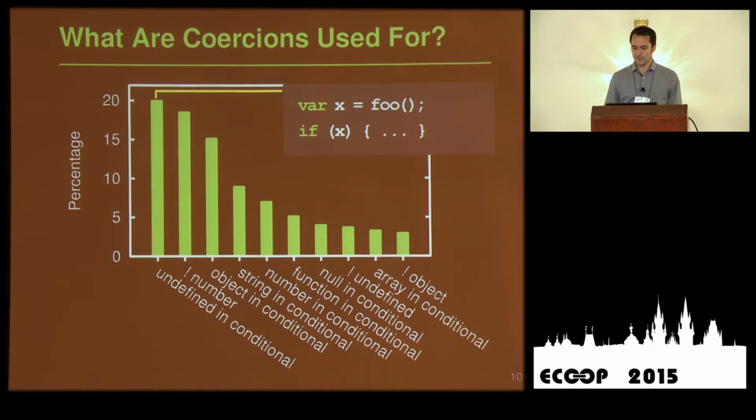So the most popular here is to have an undefined value in a conditional, which is coerced into a Boolean, false. And that happens very often. For example, if you get some value from somewhere stored in some variable, for example, x, and then you want to check whether x is actually defined by just saying if x. The second most popular is that the negation operator is applied to a number, and this can, for example, happen in this kind of code, and it seems to be pretty popular in JavaScript.